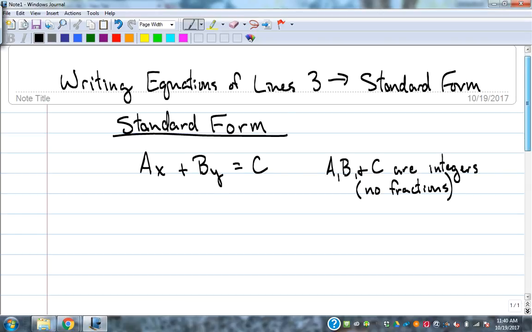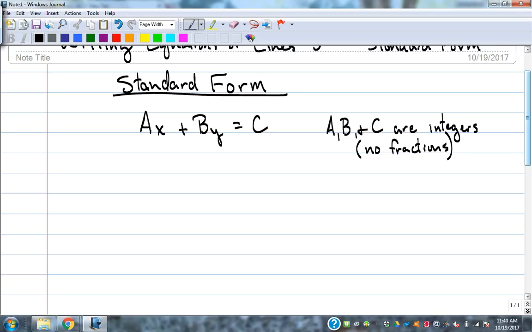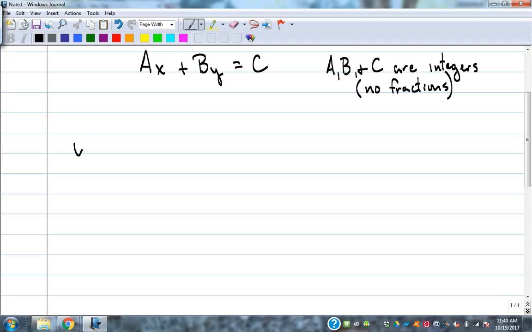But standard form is easy to get if you have slope-intercept form. Okay, so we spent yesterday talking about getting the slope-intercept form. You guys did pretty good with it. So today we're going to take from slope-intercept form and move it into standard form. And that's a pretty easy process. So let's start with something like that. So write the equation in standard form.